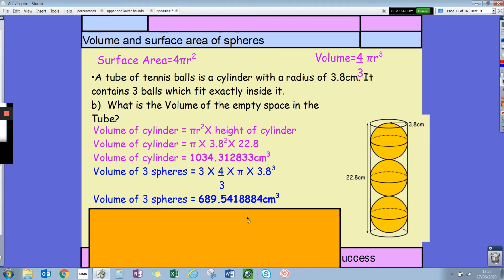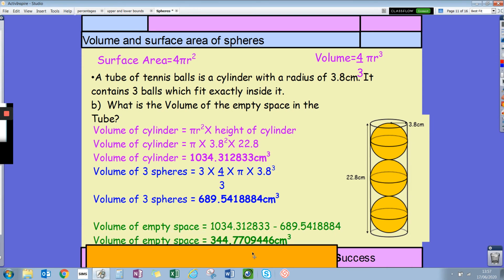So now I want the volume of the empty space in the tube. So that's the volume of my cylinder in total, including the tennis balls. And then that's the volume of my 3 spheres. So I'm going to subtract that, which leaves me with 344.7709446 centimetres cubed, which to one decimal place is 344.8 centimetres cubed.